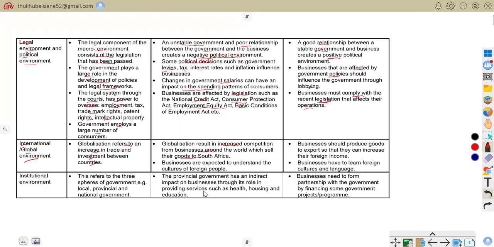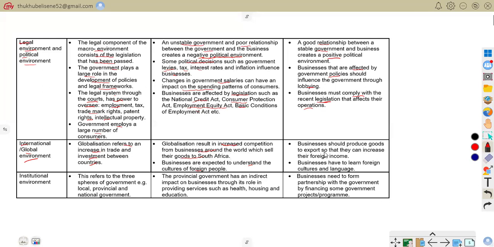Businesses are expected to understand the cultures of foreign people. So we are trying to say they need to understand foreign cultures. Cultural knowledge helps in global trade. That is that.